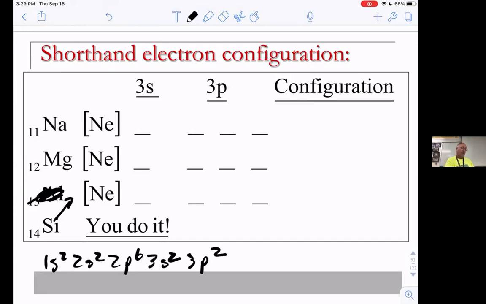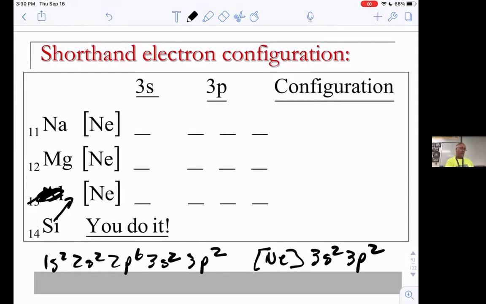If I were writing the shorthand for that, it would be neon 3s2, 3p2. That would be the shorthand notation. It doesn't save you a whole lot doing shorthand notation just in the third energy level, but fourth, fifth, sixth, seventh, oh yeah, man, it saves all kinds of time.